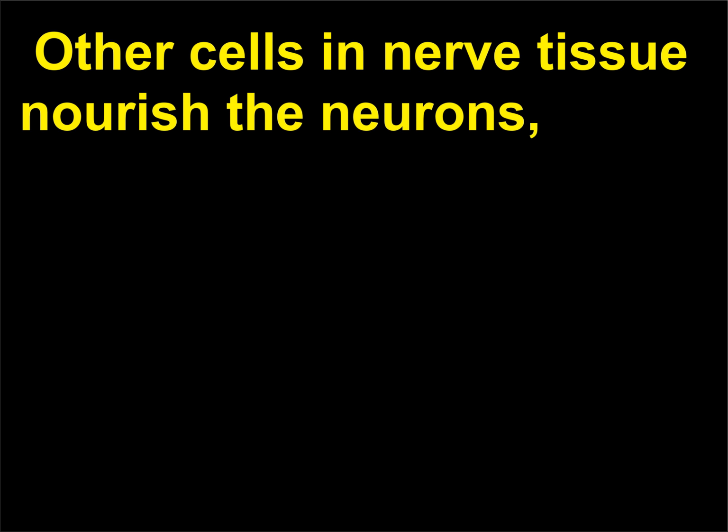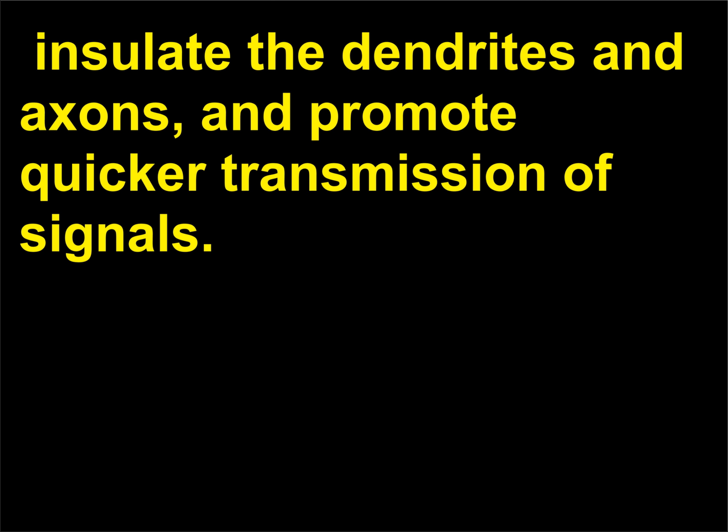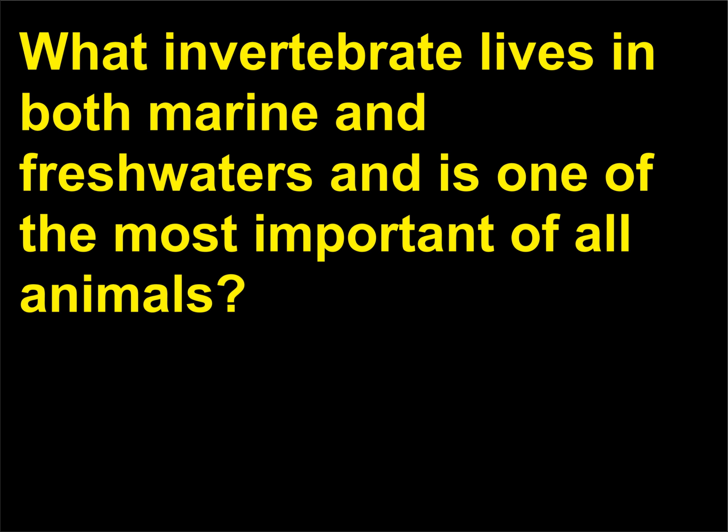Other cells in nerve tissue nourish the neurons, insulate the dendrites and axons, and promote quicker transmission of signals. What invertebrate lives in both marine and fresh waters and is one of the most important of all animals?